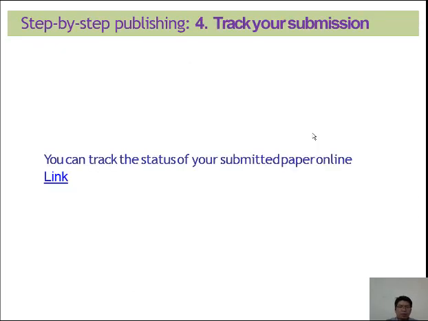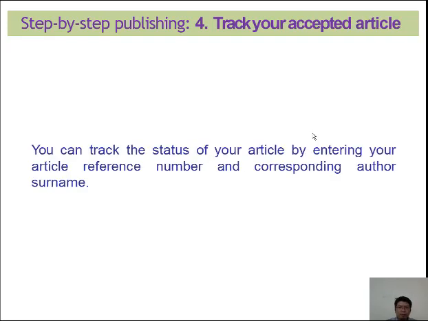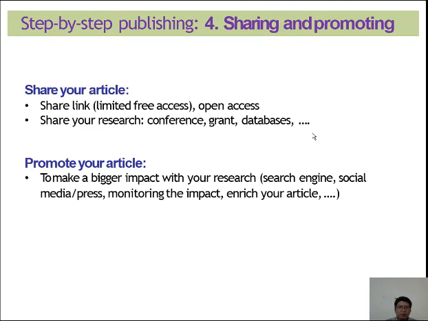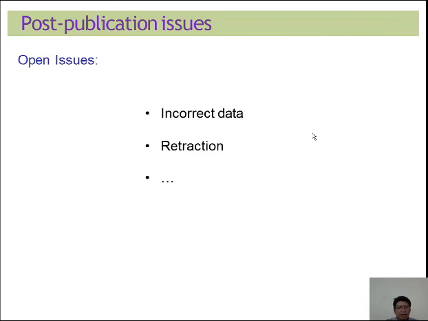Next step is to track your submission, and most of the time you can track your submission online. After getting the acceptance letter from the journal, you can share and promote your paper. After that, you have to work with post-publication issues, for example, incorrect data, retraction, and so on. Those who want to know more about this can contact me personally.